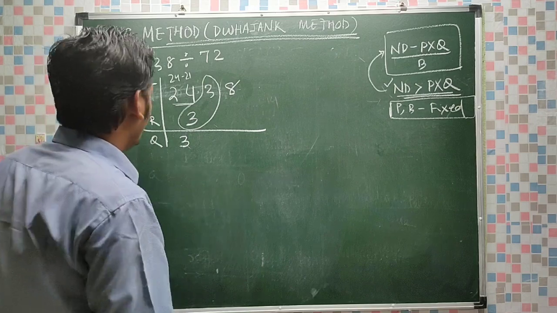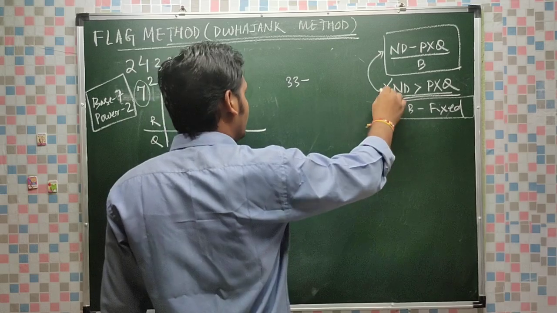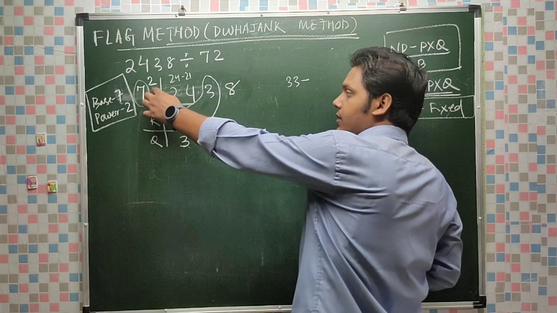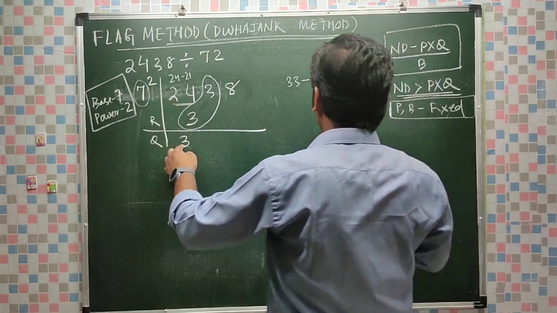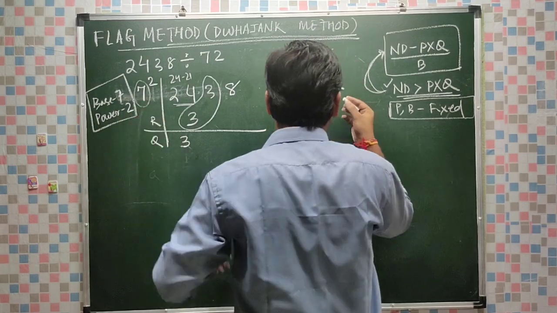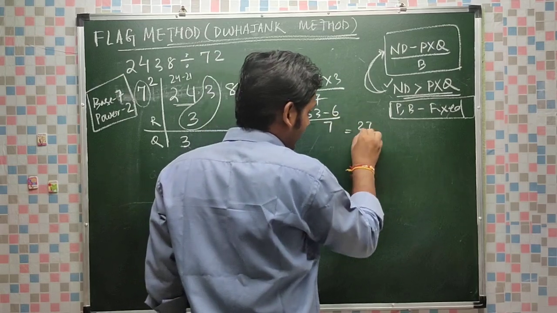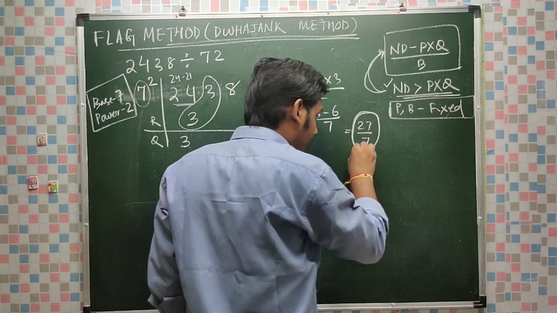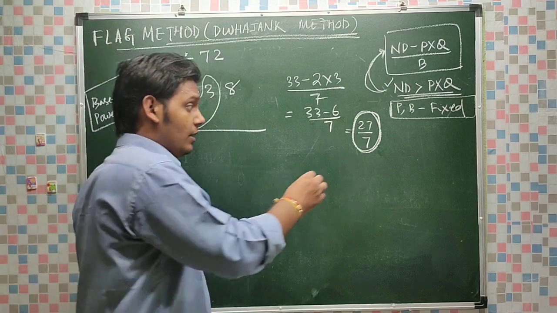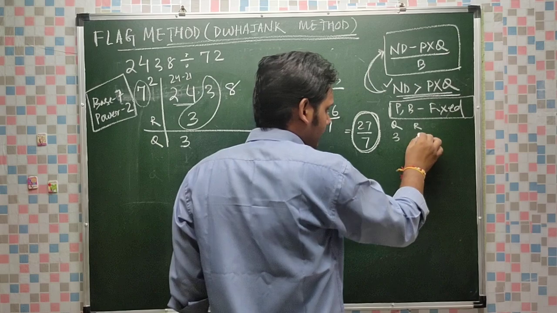Okay. Now we have to go to the formula. When this condition is satisfied, thereafter we can go to the formula. 33 minus, here you can see this is the power into quotient, power into quotient divided by base, which is 7. That means 33 minus 6 by 7, that is 27 by 7. From here I am going to get the new quotient and new remainder. 7 3s I can take, the quotient is 3, 7 3s are 21, remainder is 6.